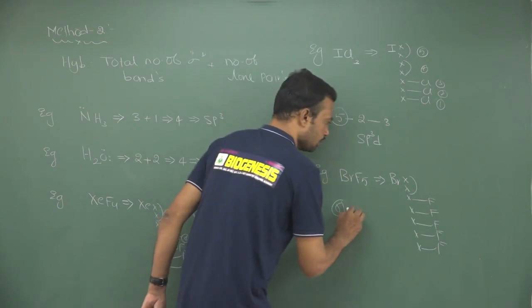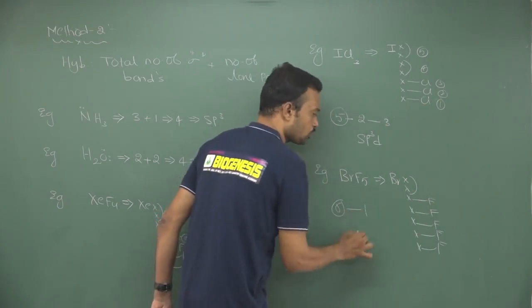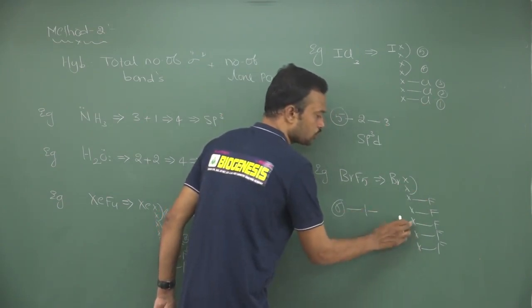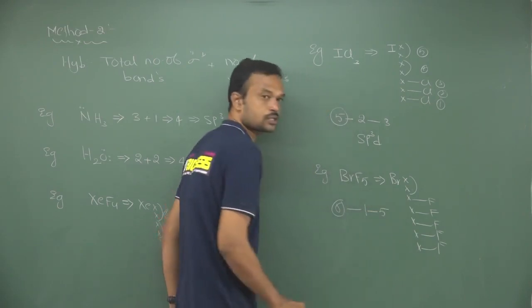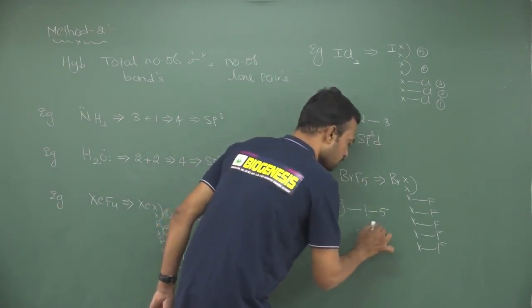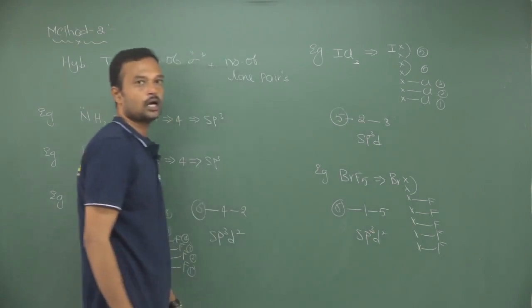6 pairs are present. Among these 6 pairs, how many lone pairs are present? 1 lone pair. How many bond pairs are present? 1, 2, 3, 4, 5. 5 bond pairs. Total number is 6. So you may say directly sp3d2 will be the hybridization of the molecule.